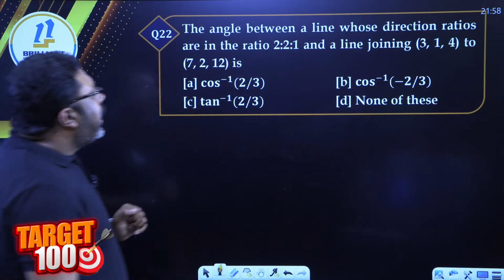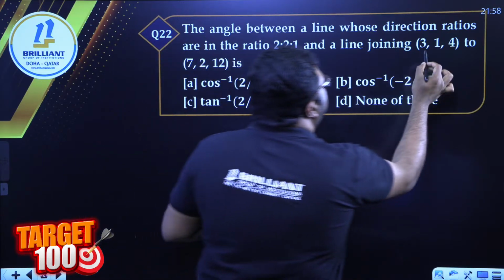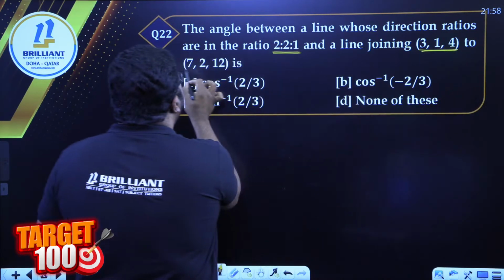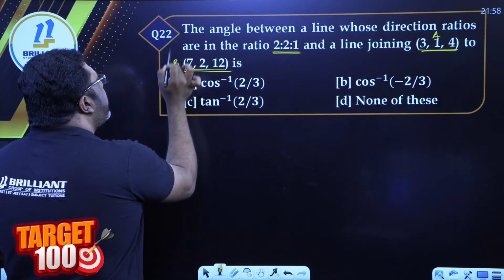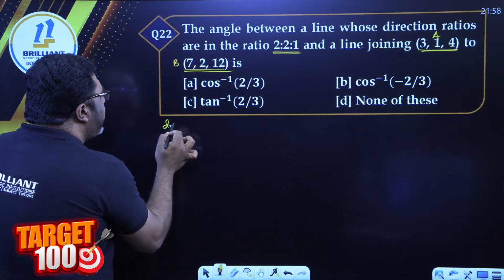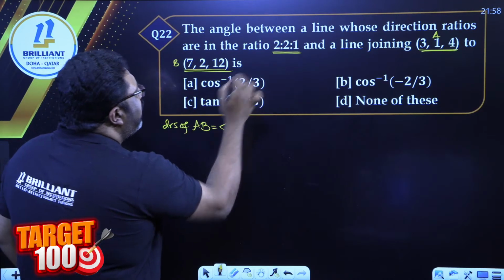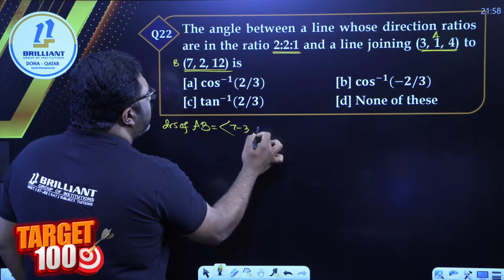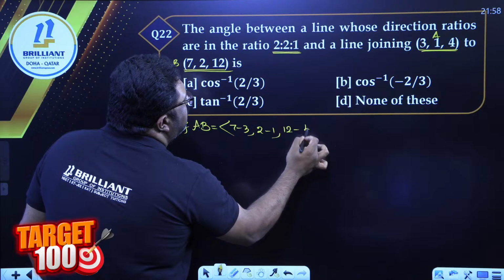The angle between a line whose direction ratios are 2, 2, 1 and another line joining 3, 1, 4 and 7, 2, 12. My dear students, A and B are given to you. So what is the direction ratios of AB? 7 minus 3, 2 minus 1, 12 minus 4.